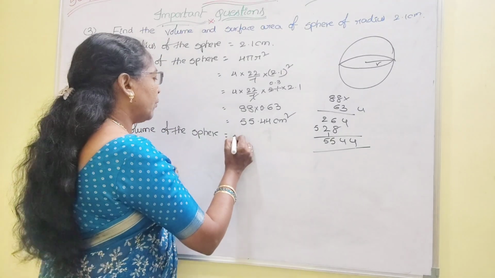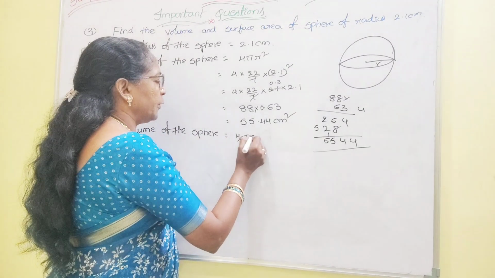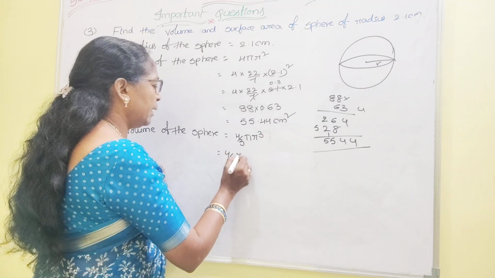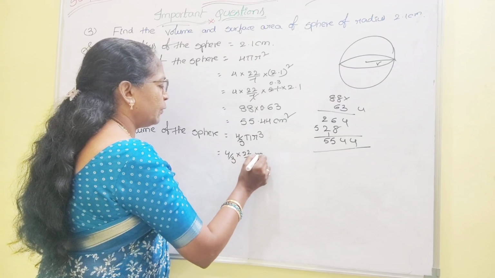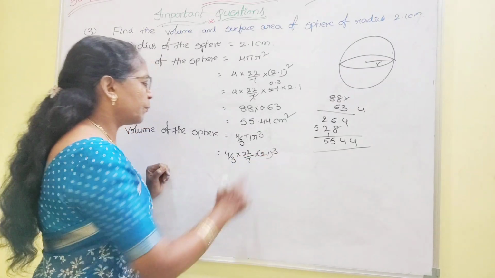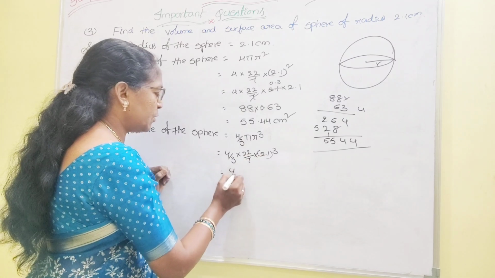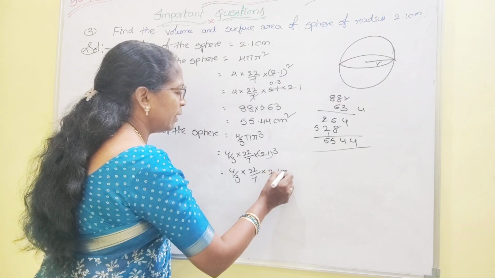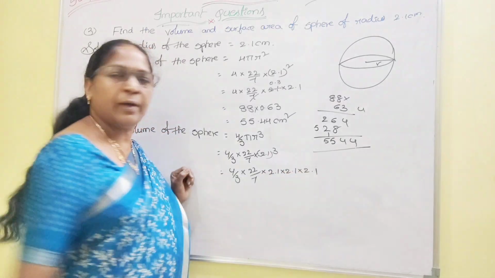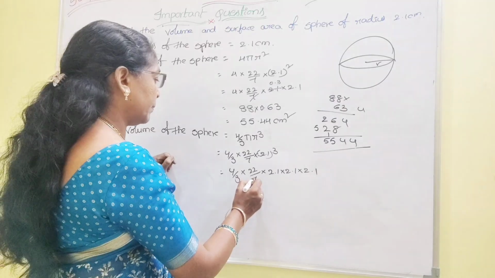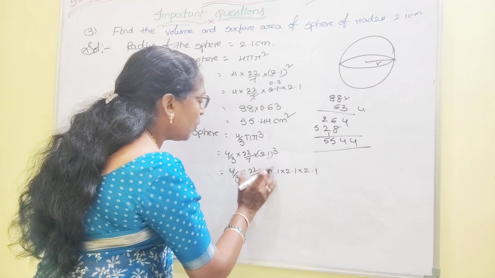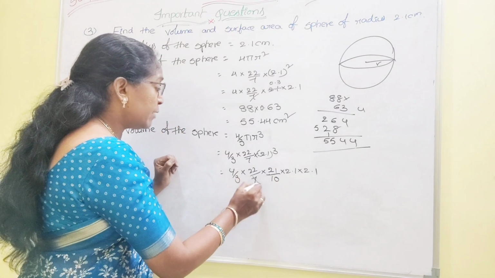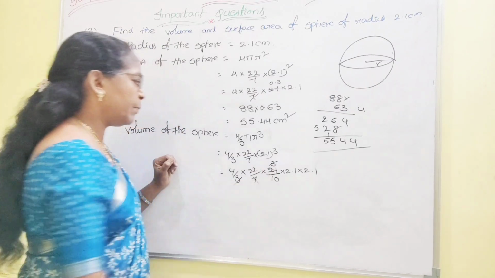Volume of the sphere equal to 4/3 pi r cube is the formula. Now here that equals 4 by 3 into 22 by 7 into 2.1 whole cube. Now the calculation: 4 by 3 into 22 by 7 multiplied by 2.1 into 2.1 into 2.1. In this, 2.1 can be written as 21 by 10. Now 7 threes are 21, so 3 and 3 will be cancelled.